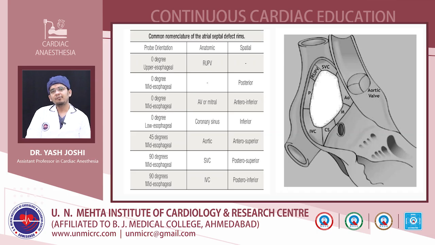Now in this figure we can see the aortic rim, which is anterior and superior, whereas the mitral or AV rim is anterior inferior. Posterior superior and posterior inferior are the SVC and IVC rims. The coronary sinus rim is inferior, whereas the right upper pulmonary rim we can see in this figure.